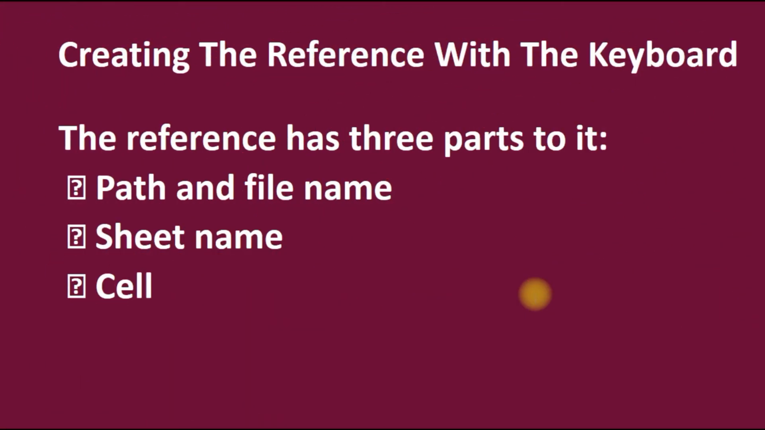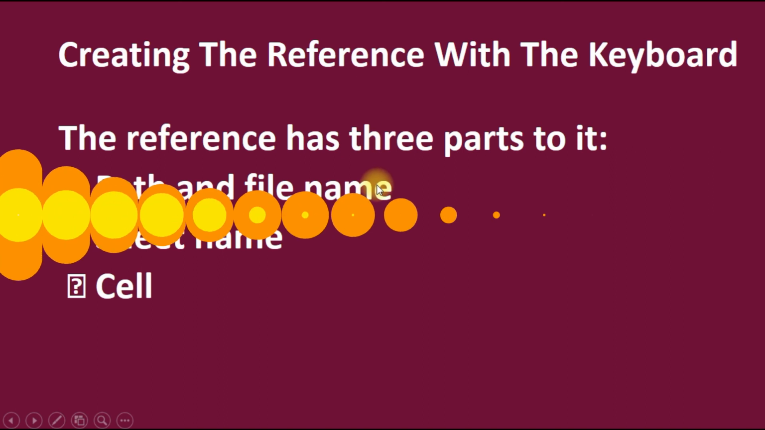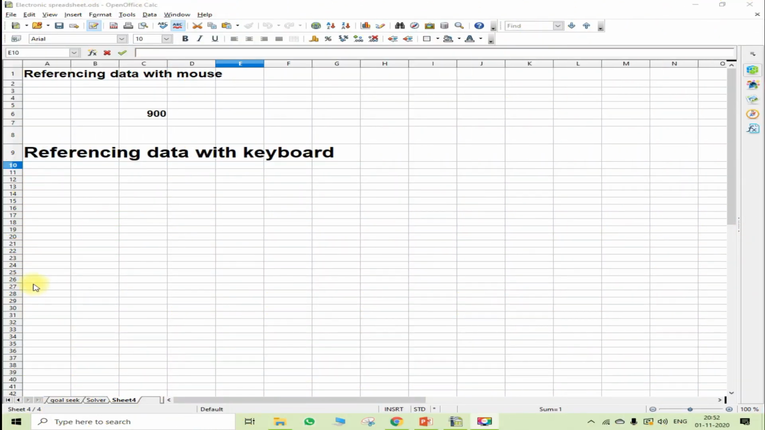Then the next slide is about how to make use of creating the reference with the keyboard. Now the reference has 3 parts: path and file name, sheet name and cell. We are also going to see this in practical work, how to make use of the reference with the help of keyboard. So let's start with the practical work. So next thing is referencing data with keyboard. Now in a similar way, like we saw that with the mouse we can do the referencing, similarly we can do it with the help of the keyboard also.